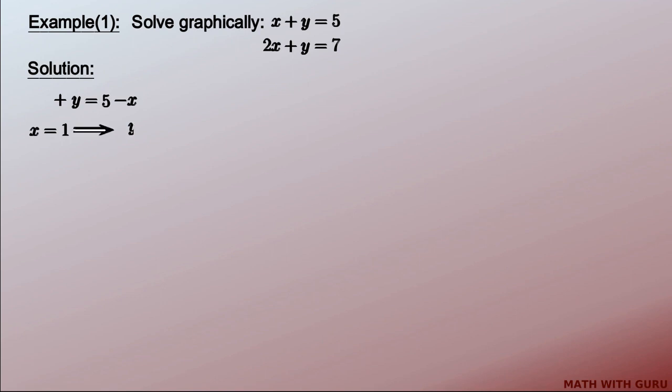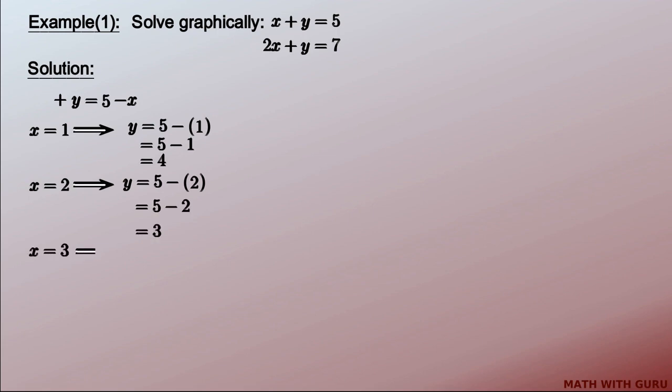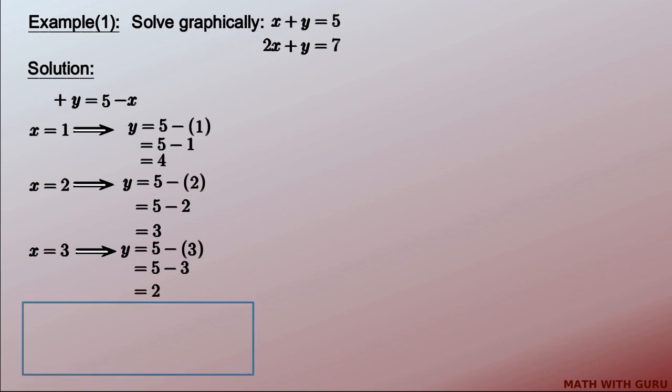Let us assign a value for x. Let x equals 1. Then y equals 5 minus x. x is 1. Substitute the value. 5 minus 1 equals 4. If x equals 2, y equals 5 minus x. x is 2 here. 5 minus 2 is 3. Let x equals 3. y equals 5 minus x. x is 3 here. 5 minus 3 is equal to 2. Let us make a table for these xy values. If x equals 1, y equals 4. x equals 2, then y equals 3. For x equals 3, y equals 2.